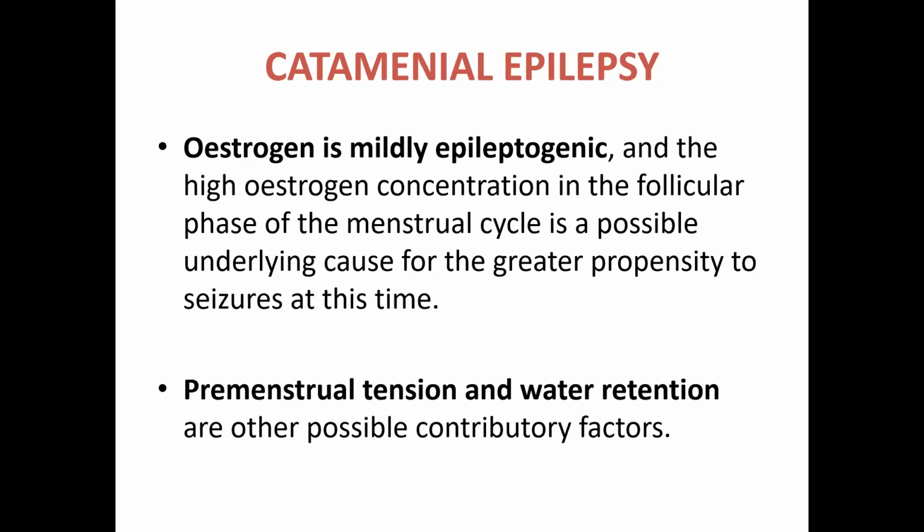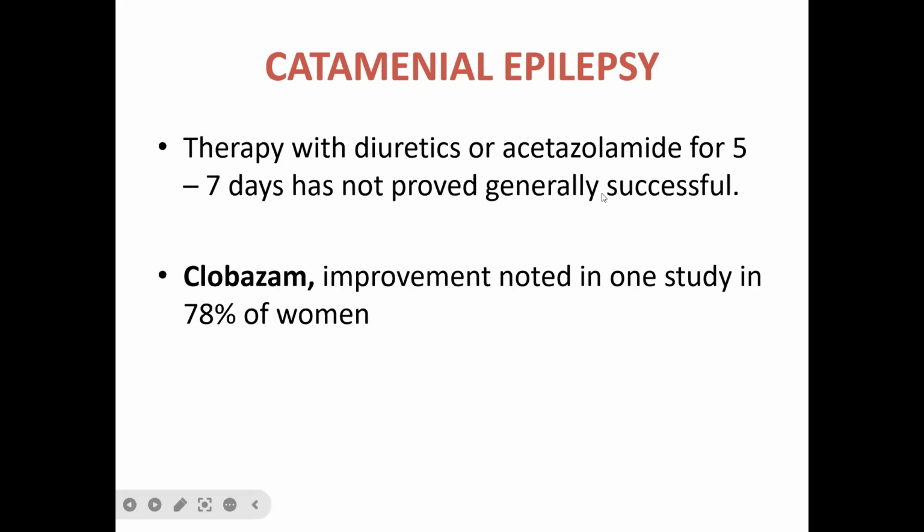One more thing is catamenial epilepsy. The seizures which occur during the follicular phase of the menstrual cycle are called catamenial epilepsy, due to the increase in estrogen. Estrogen itself is an epileptogenic agent. Premenstrual tension and water retention will also be contributing factors. The treatment is acetazolamide or clobazam. 5 to 7 days prior to the menstrual cycle, we should start acetazolamide 250 mg BD, and after completion of the cycle we can stop the drug.